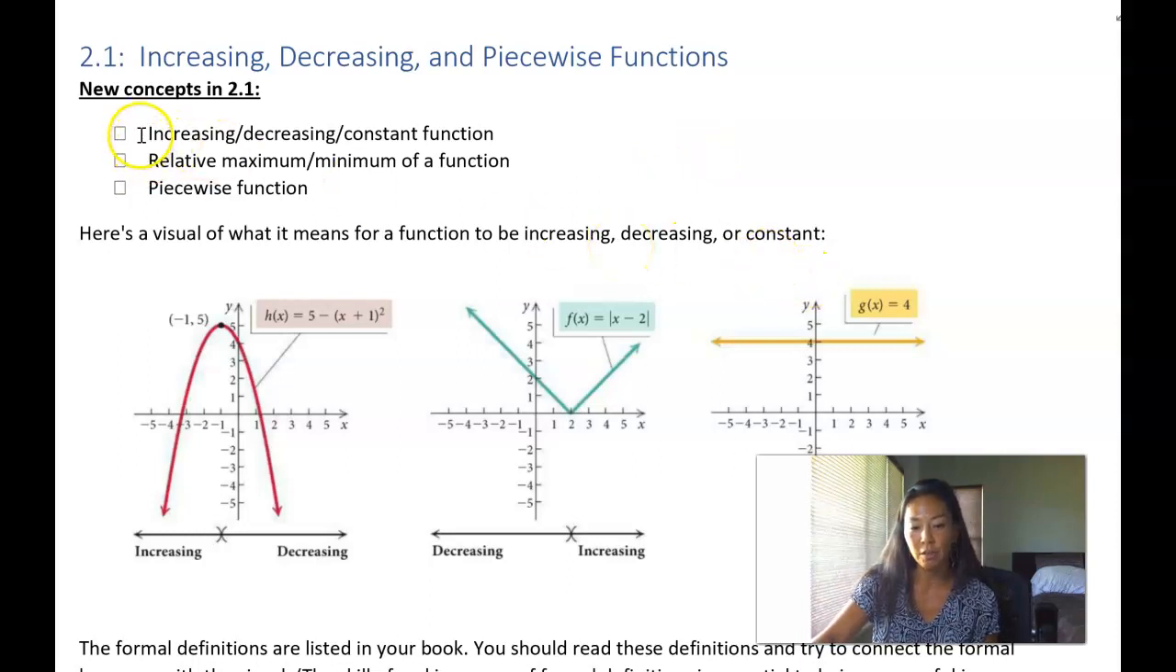Some new concepts that you're going to see in this video are the definitions of increasing, decreasing, constant. We're going to look at minimums and maximums, and really just analyze what a piecewise function is and how it looks like and the domains of those piecewise functions.